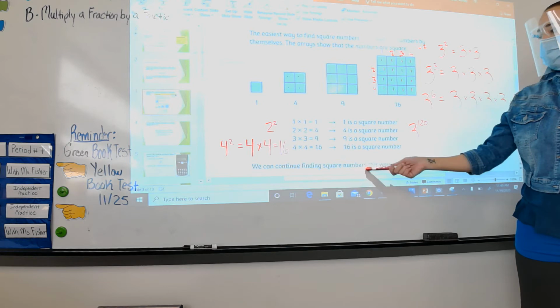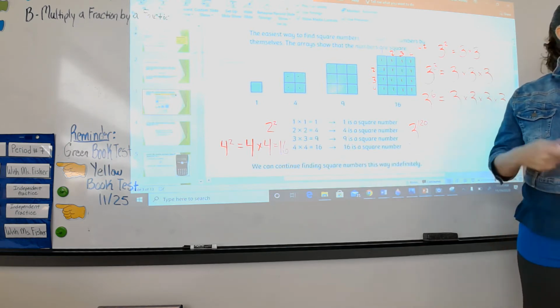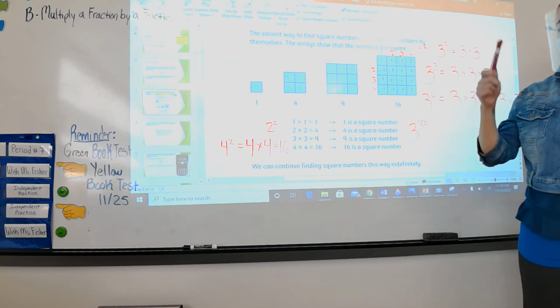And this is saying you can do it indefinitely. I can keep going. I can say 20 squared, 21 squared, 30 squared. You can just keep going with it.